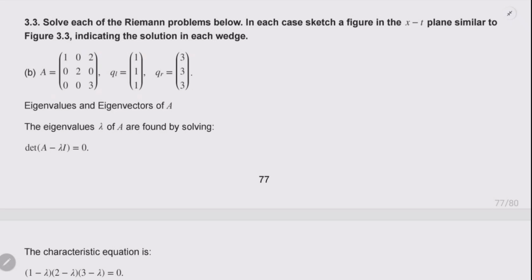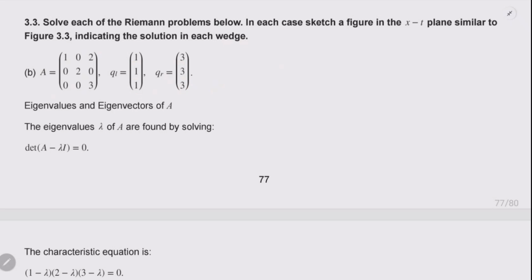So first we find a solution, but before that, one short question that we can ask about this part B. How many PDEs are there? There are three PDEs. Although those PDEs are not given here, we can see there are three rows, and we also have three left states and three right states. So it means that there are three PDEs.